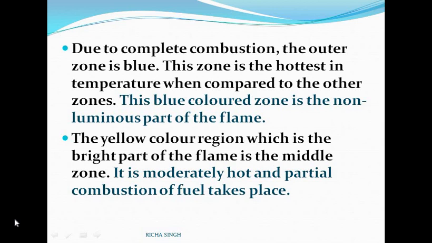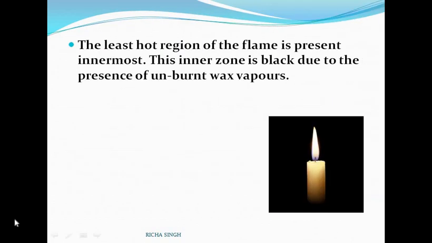Wherever complete combustion is taking place, it is producing a non-luminous flame, that is at the outer region of the flame. Then it is producing a yellow flame, the luminous zone, because of the insufficient supply of oxygen. And the least hot region of the flame is present in the innermost zone. It is black due to the presence of unburnt wax vapors, because they have not undergone complete combustion, and therefore it is the least hot region of the flame.